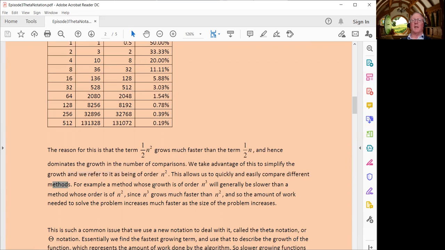For example, a method whose growth is of order n cubed will generally be slower than a method whose order is of n squared. And the reason is that n cubed grows much faster than n squared. And so what we're actually counting or measuring is the amount of work needed to solve the problem. And so if the growth of the function is faster, that means it's having to do a lot more work, and therefore it's slower.